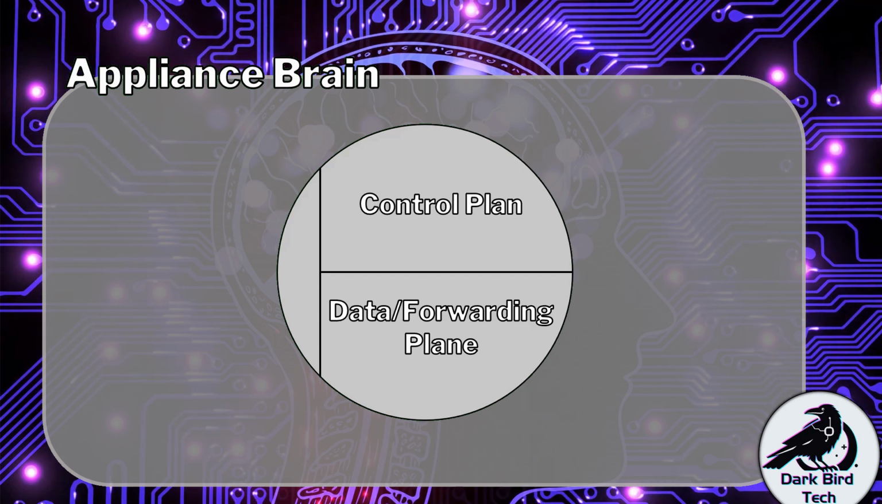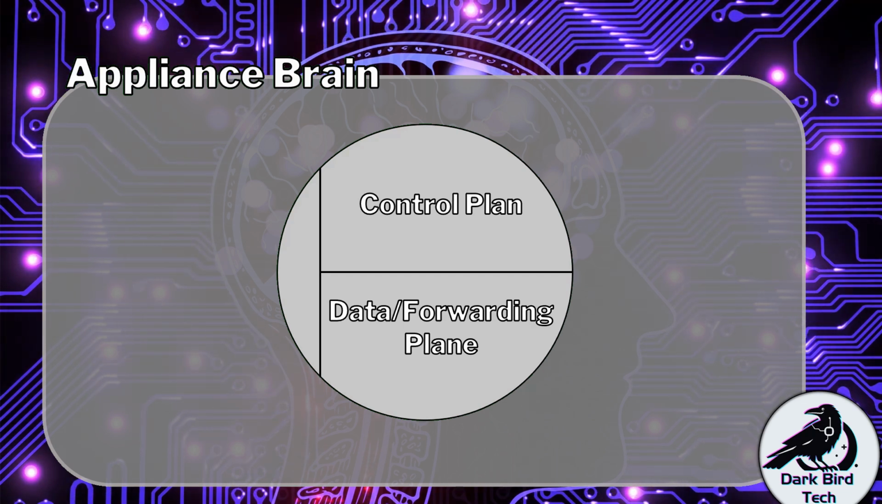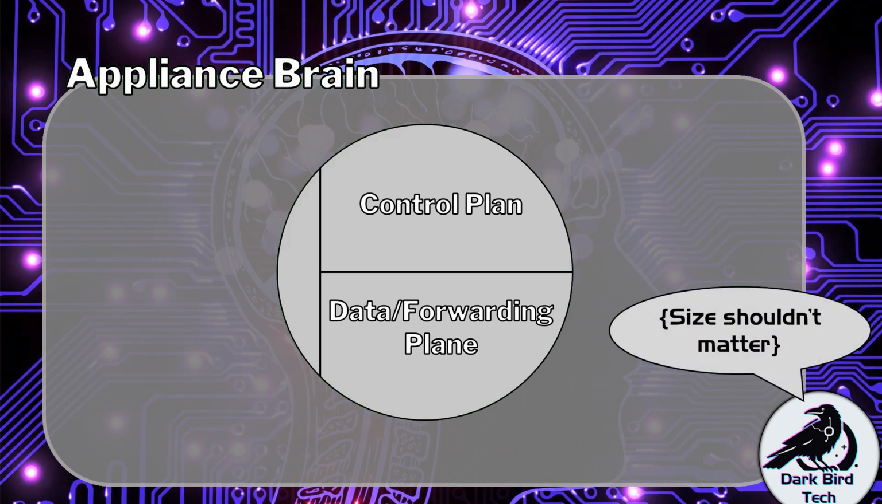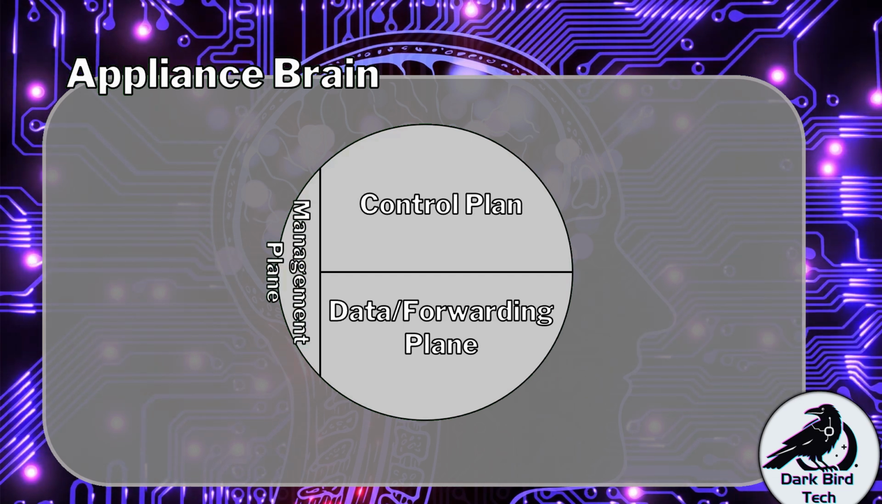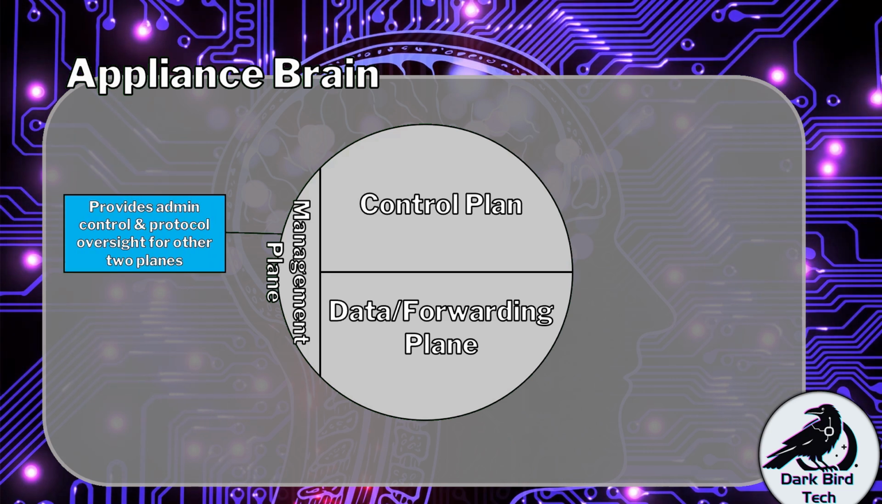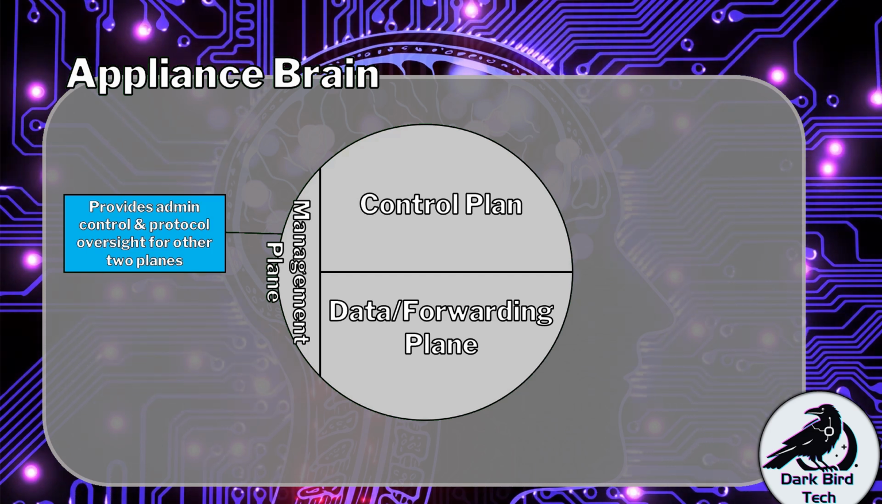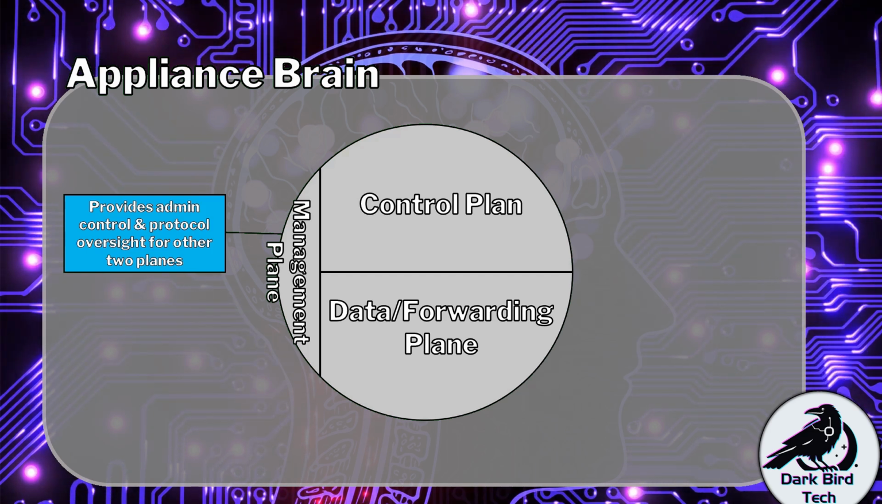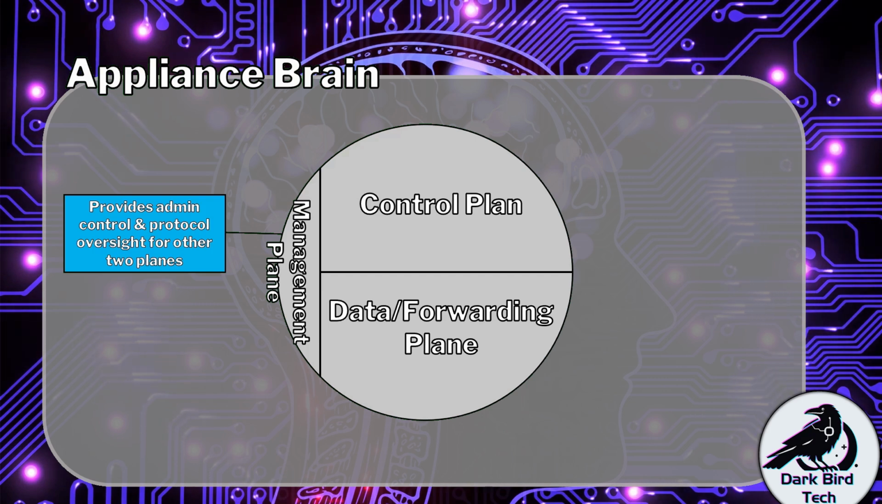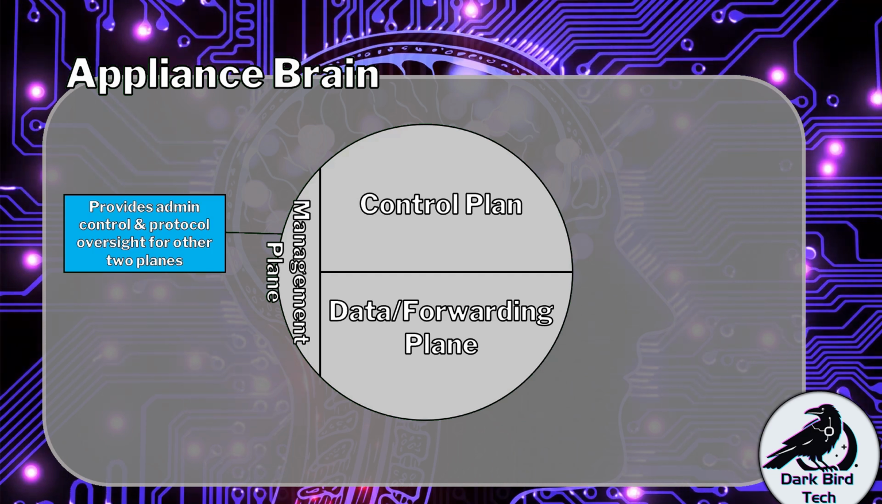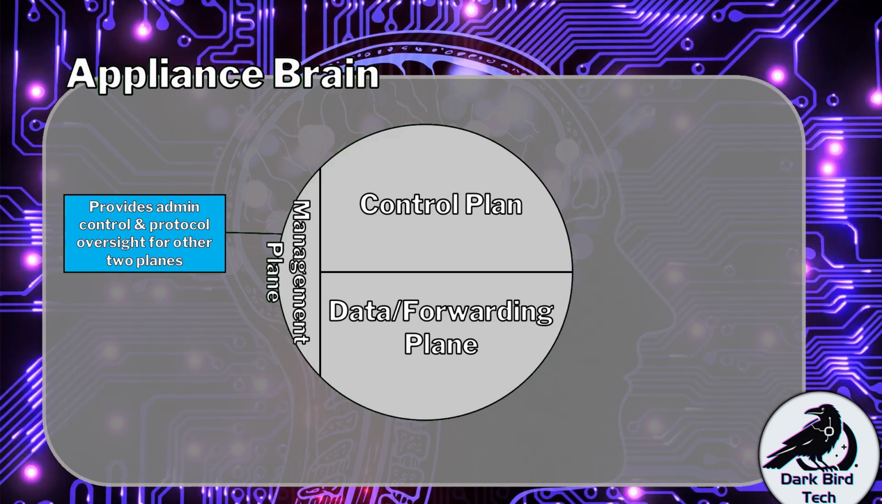Now these three parts are referred to as the control plane, the data or forwarding plane, depending on which vendor's textbooks you look at, and the third little one there, and please don't let that size indicate its importance, is the management plane. Now the management plane's primary job is to provide admin control for us, so we can either connect with a console cable or we can remote in through something like Telnet or Secure Shell. Please use Secure Shell rather. And also to provide managerial oversight to the protocols running in the other two planes.